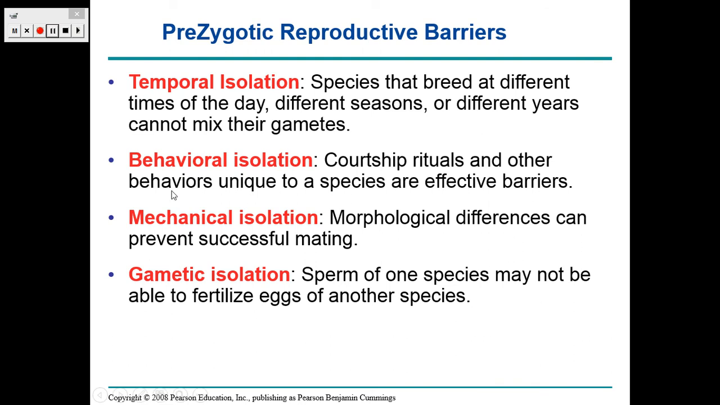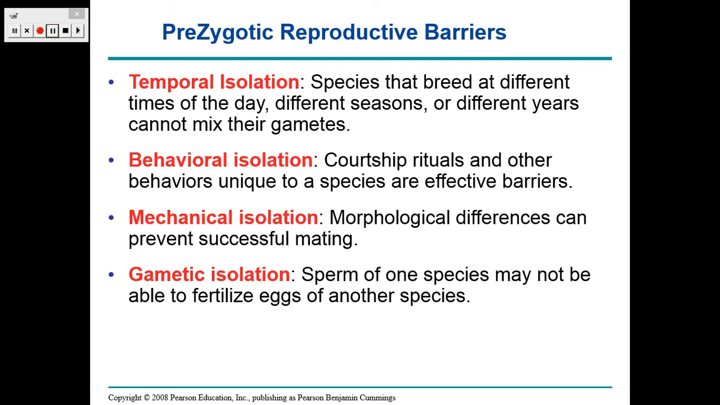Now, if I were you, on your notes, I would draw a line between behavioral and mechanical. Okay, because this is the point: everything from habitat, temporal, behavioral, everything so far, those are all things that have prevented mating from happening before there is even an attempt to mate. So there wouldn't be any sort of attempt yet.